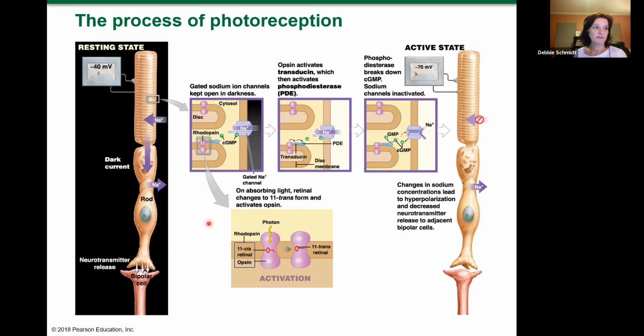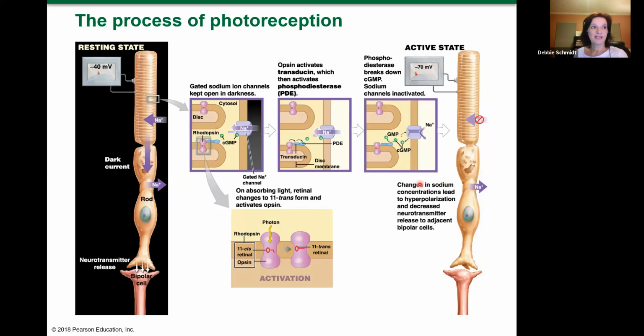When we absorb light, retinol is going to change its shape. Retinol changes its shape, and here it is in the cis and trans state, you don't need to know this, but just know that it's going to change its shape, and that's what activates this protein. When opsin is activated, opsin activates a transducin, which then activates this phosphodiesterase, which is an enzyme. Phosphodiesterase is an enzyme that's going to break down cyclic GMP, which is actually a nucleotide. And sodium channels get inactivated.